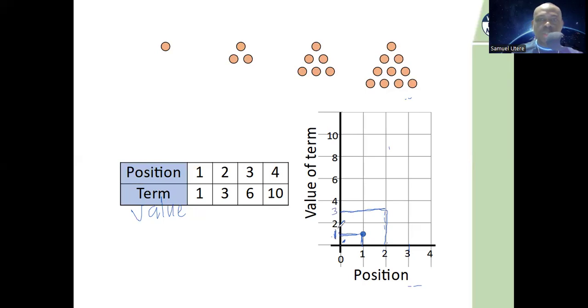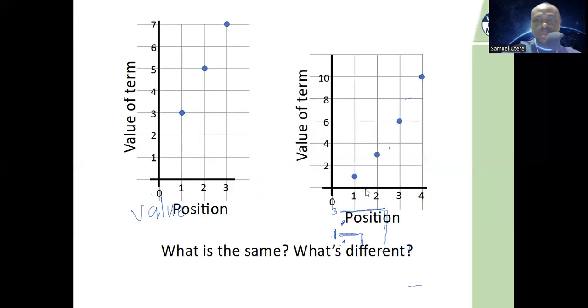But we don't need to write it, because we already know that on that side of the value of term, each square represents 2 units. So halfway has to be 1 unit. Okay, so that's how you go about it. And then if you do that, your graph will look like this.